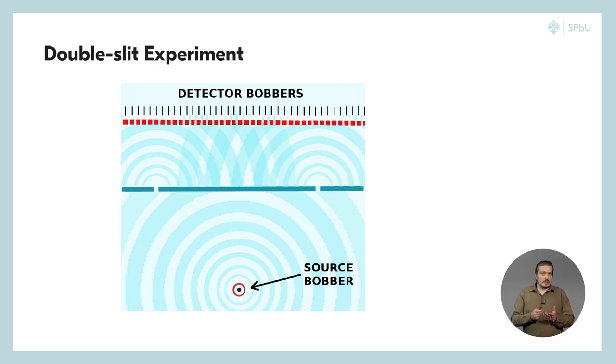To detect those secondary waves, we are going to place many smaller bobbers along the line parallel to the screen, at some distance. These bobbers will swing due to the secondary waves and produce some work we are going to measure. Since you probably remember from school that waves don't transmit matter, but they do transmit energy.